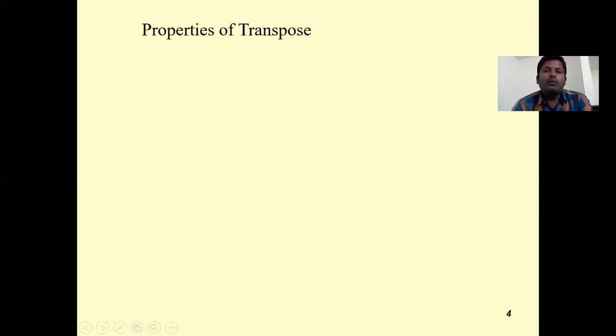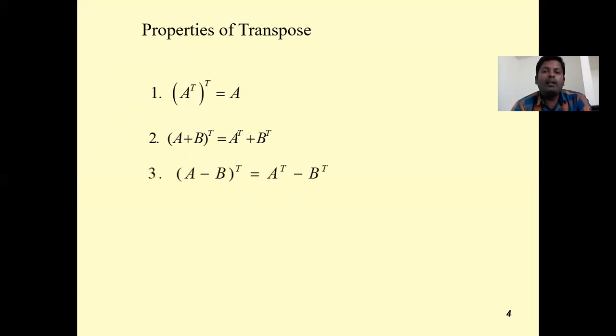Now we go to the properties of a transpose. The first property: A transpose of transpose is equal to A. Second, A plus B whole transpose is equal to A transpose plus B transpose. Number 3, A minus B whole transpose is equal to A transpose minus B transpose. Number 4, AB whole transpose is equal to B transpose into A transpose.